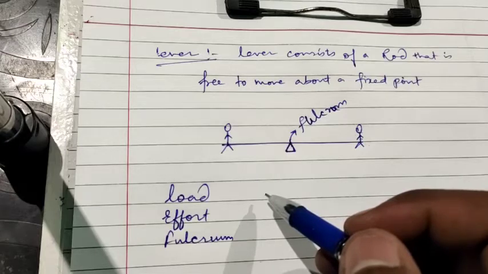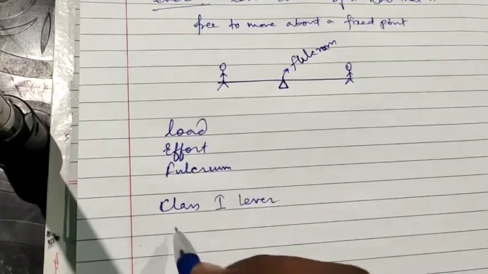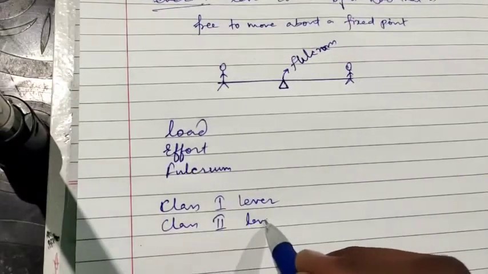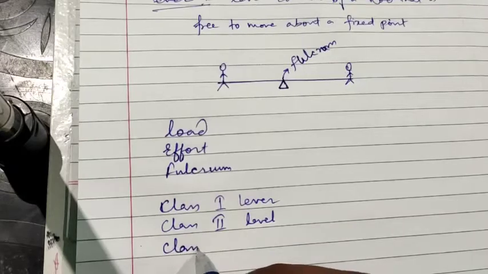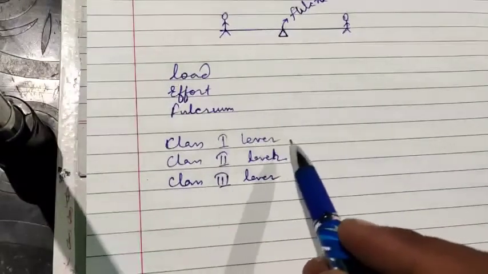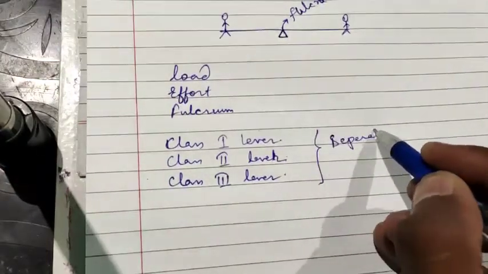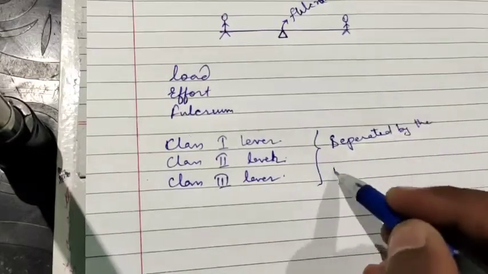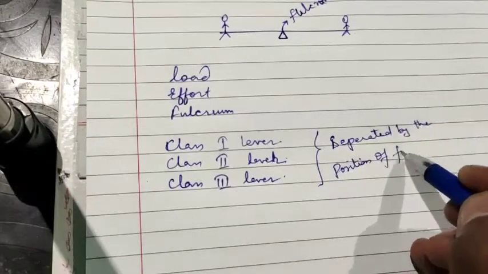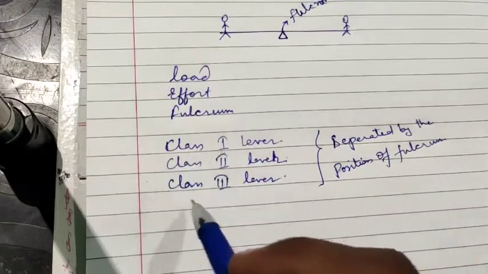Now there are basically 3 types of lever. First is first class lever, or we can say class 1 lever, class 2 lever, and class 3 lever. These are the 3 classes of lever, which are separated by the position of the fulcrum. It means according to the position of the fulcrum, there are 3 classes of lever.